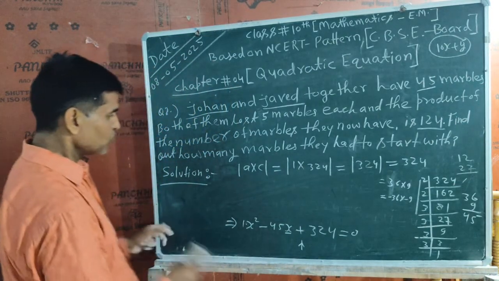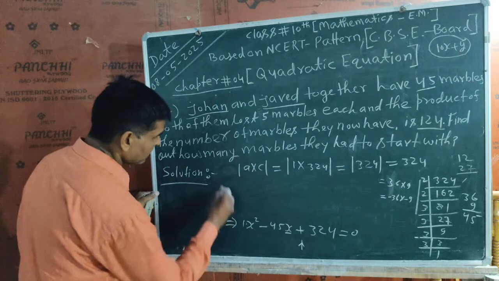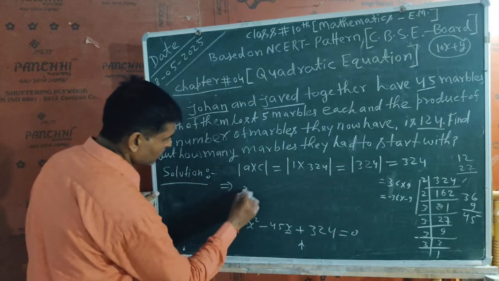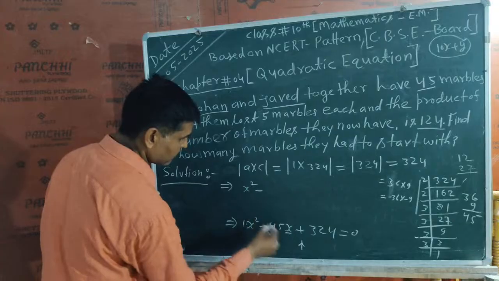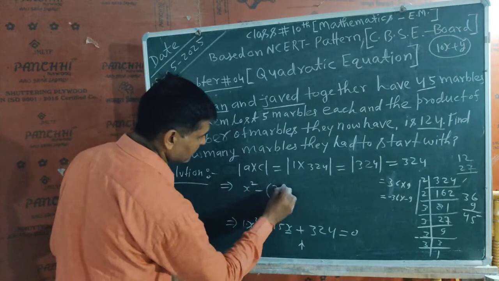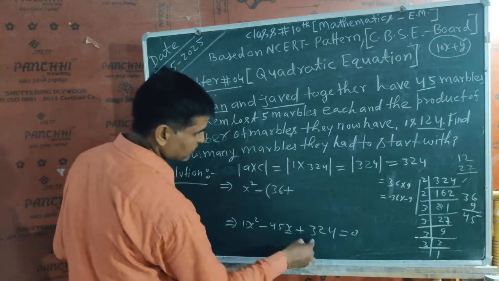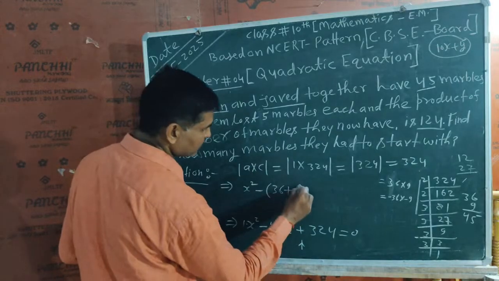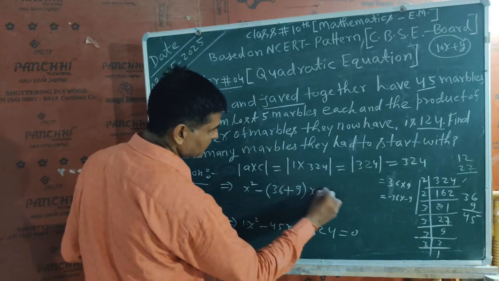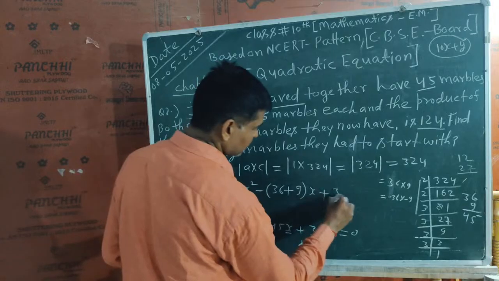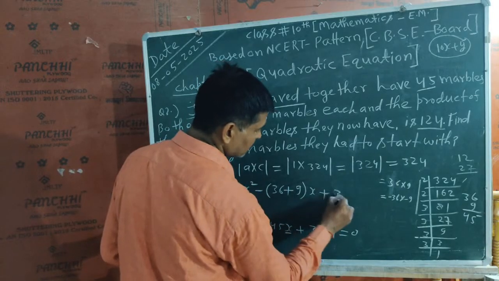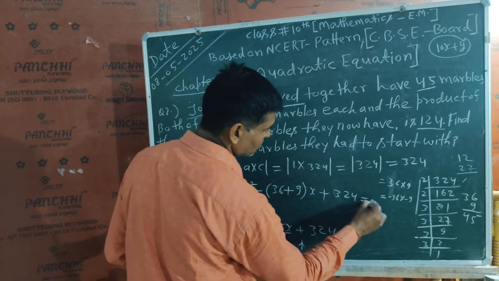Okay student, so further I have to write here in this equation. One will be x square, in the place of 45x I will write 36x, and here plus sign is available, so I will write here plus 9 into x, plus 324, which is equal to 0.